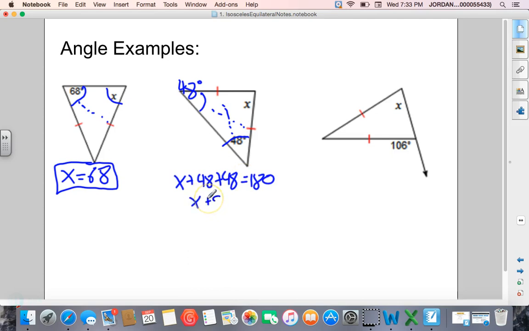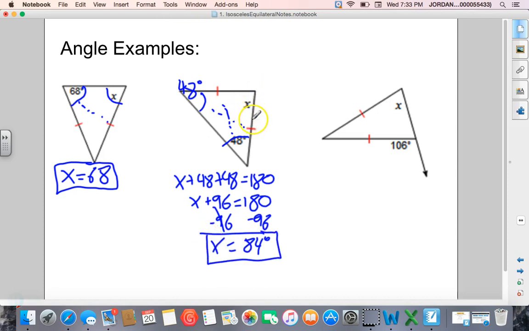48 and 48 make 96. And then we subtract 96 and subtract 96. So x equals 180 minus 96, which is 84 degrees. So we know that this angle right here is 84 degrees. And you can always check your work by adding the three angles up to make sure they equal 180.